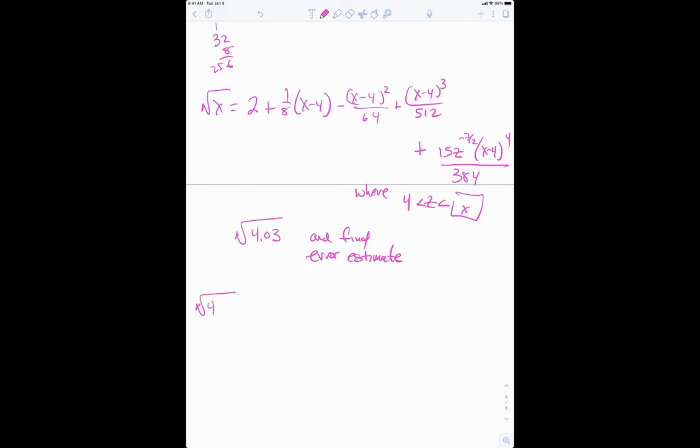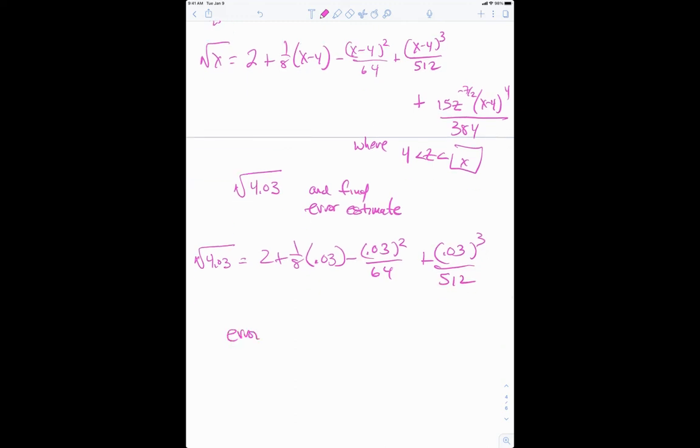So the square root of 4.03 would be equal to 2 plus 1/8 times 0.03 minus 0.03 squared over 64 plus 0.03 cubed over 512. Error is 15 z times 0.03 to the fourth over 384. And here's the thing, right? Z is between c and x, 4 and 4.03.